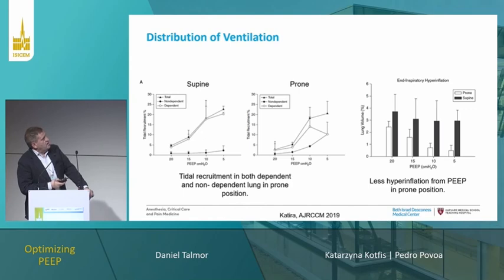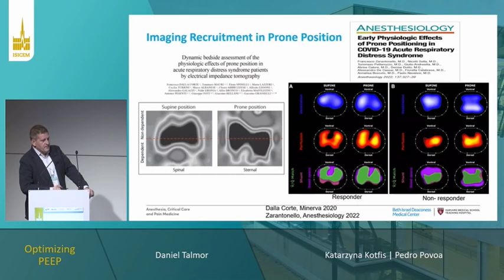And you can see here the tidal recruitment improves during prone positioning in the dependent areas of the lung. So this is supine. You can see this is the dependent areas of the lung. This is the non-dependent. When we flip the patient, the non-dependent areas are aerated much better than they were during the supine positioning. On the other hand, this new distribution of air in the lung leads to less hyperinflation during prone positioning. So PEEP appears to be more benign during prone positioning.